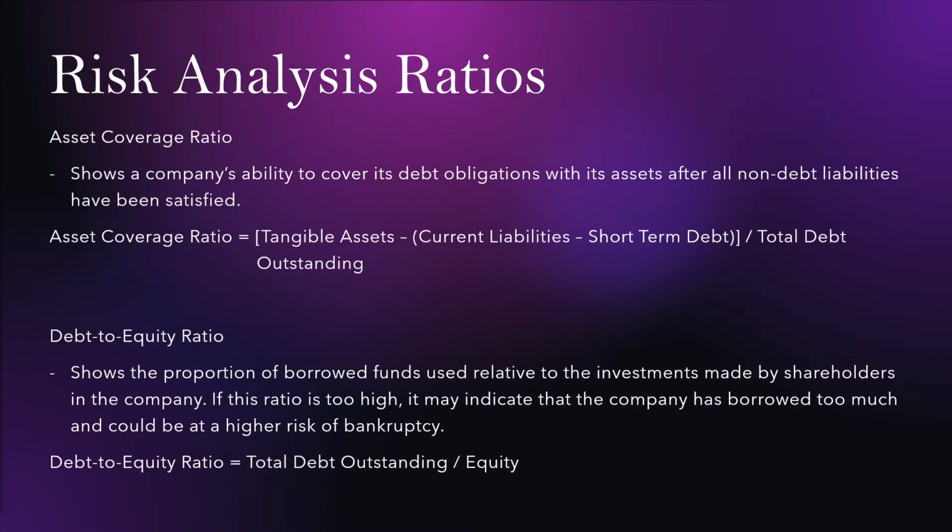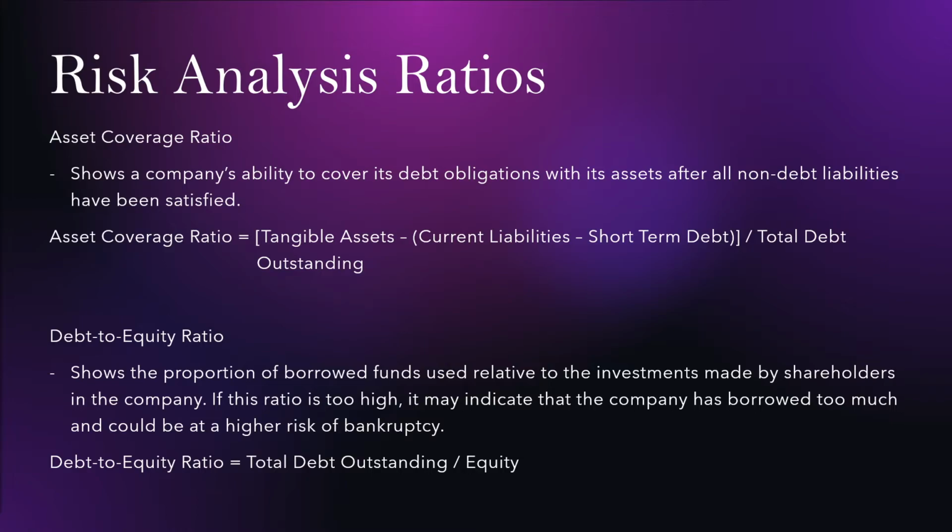Now, risk analysis ratios. So first off, we have the asset coverage ratio, and this shows a company's ability to cover its debt obligations with its assets after all non-debt liabilities have been satisfied. So to calculate this, you are going to be taking tangible assets and dividing them by the current non-debt liabilities. So this would be current liabilities minus the short-term debt. And then you will be dividing this by total debt outstanding.